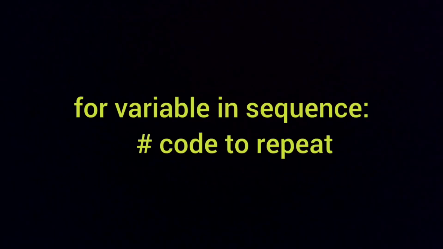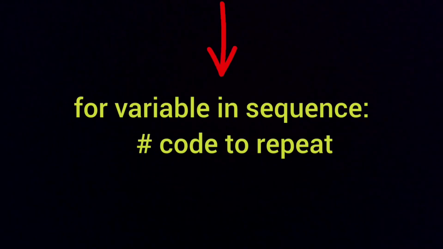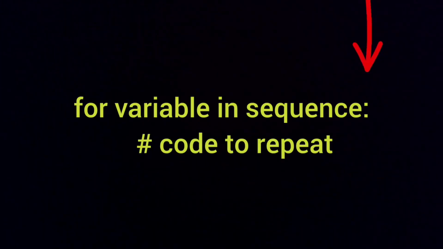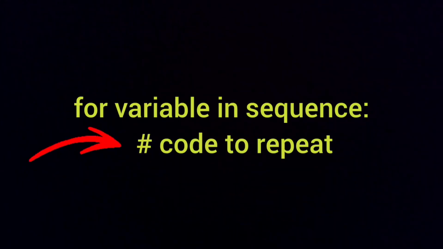Before diving into it, let's see the for loop syntax. Here is the general syntax of for loop in Python. Let's break it down. For keyword tells Python to start a loop. Variable, a temporary name that changes each time. In, keyword that connects variable to a sequence. Sequence, like a playlist, numbers, list, items or strings which are iterable. Colon, starts the block of code. Indented code, the action repeated each time.